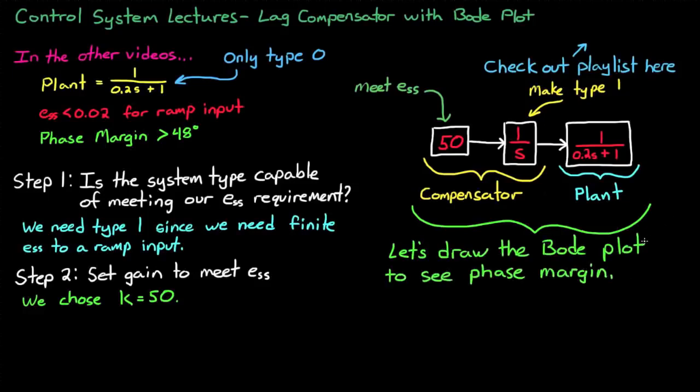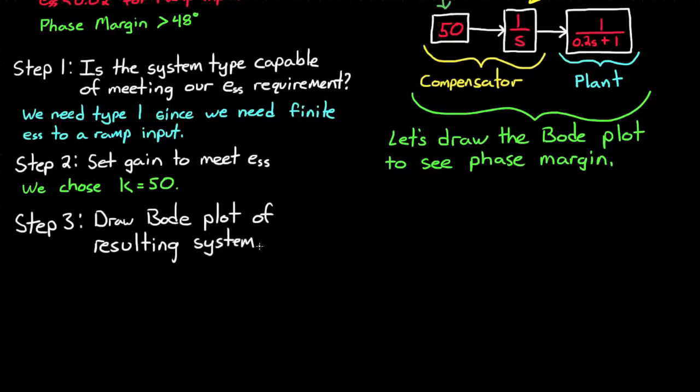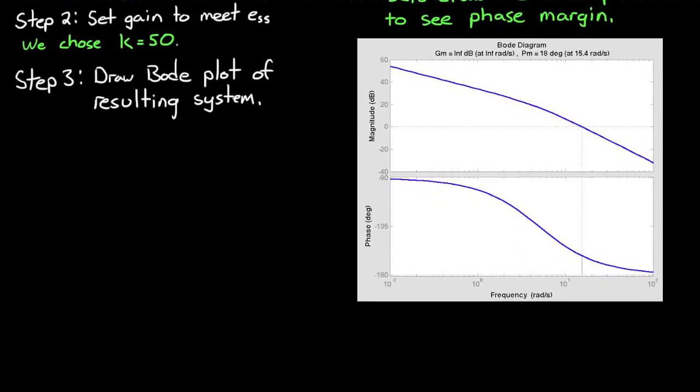Which brings us to step 3, where we drew the Bode plot of our open loop system and our currently designed compensator to see how much phase margin we actually have. So this is the open loop Bode plot of our system. It's 50 divided by 0.2s squared plus s. And we find that we still only have 18 degrees of phase margin, which isn't enough to meet our requirement. Now in the last video, we added a lead compensator to increase the phase margin.